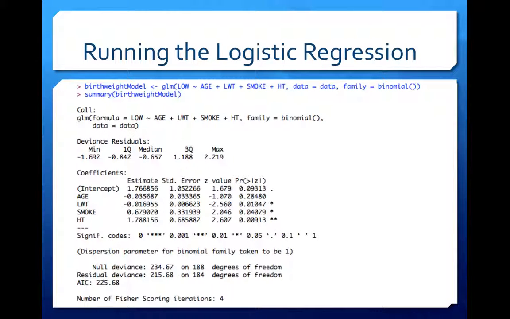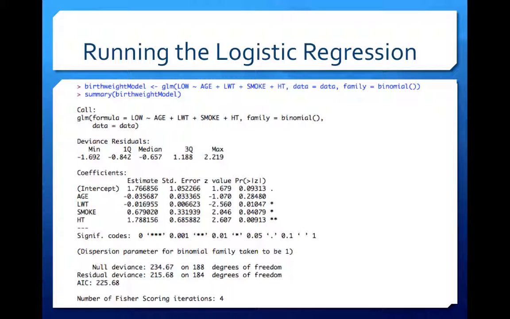For this data, using a logistic regression is the most appropriate because the dependent variable is dichotomous, meaning there's only 2 possible outcomes. So I ran the logistic regression in R, and this is the output that I got. It includes information about deviance residuals, coefficients, null and residual deviances, and the number of Fisher scoring iterations.